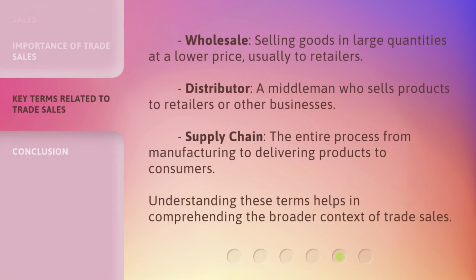Wholesale, selling goods in large quantities at a lower price, usually to retailers. Distributor, a middleman who sells products to retailers or other businesses. Supply chain, the entire process from manufacturing to delivering products to consumers. Understanding these terms helps in comprehending the broader context of trade sales.